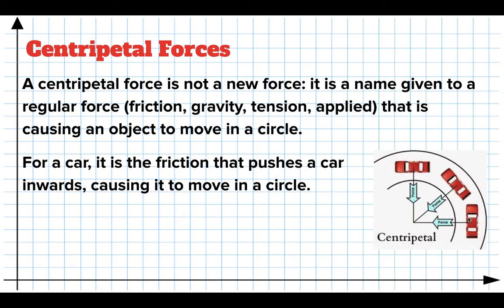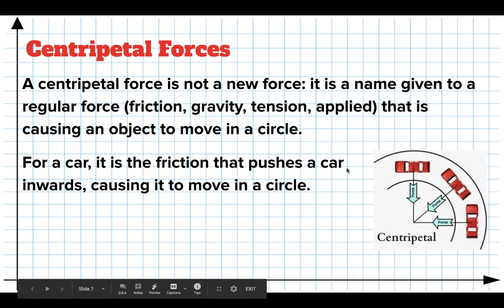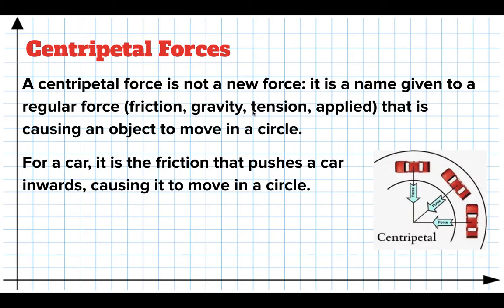So in this case, we would say that it's friction. Because if you imagine this road was icy and there was no friction, this car could not turn in a circle. It would just slide straight up. Okay? So in this case, friction is the force that acts towards the center. So we say that friction is acting as a centripetal force. So a centripetal force is not a new kind of force. Okay? It's the name that's given to our regular forces, like friction or gravity or tension, when it's doing a certain job.